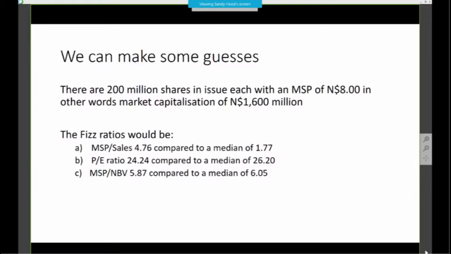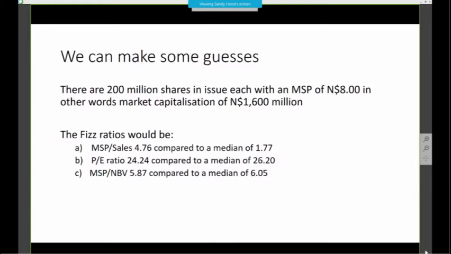We have to make some guesses. So I've made a guess that there's 200 million shares in issue, each with a market share price of $8. Well, fair enough. I mean, if I'd have read it off correctly at $9, I would have probably had a slightly smaller number. But it's still a reasonable enough assumption.